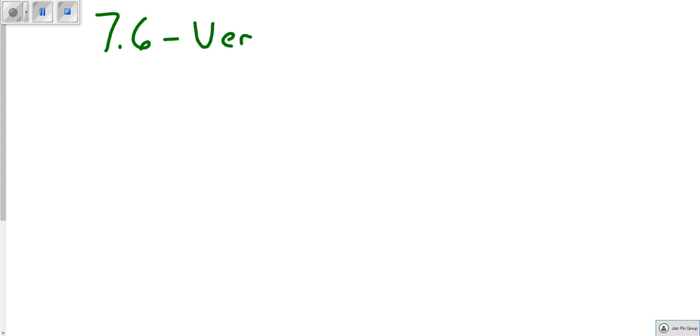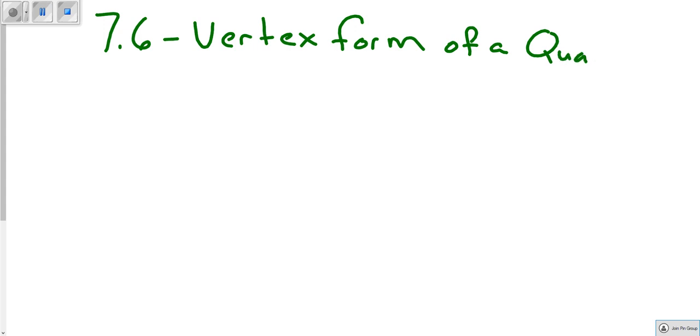All right, so 7.6. Vertex form of a quadratic shape. That's T. Okay.